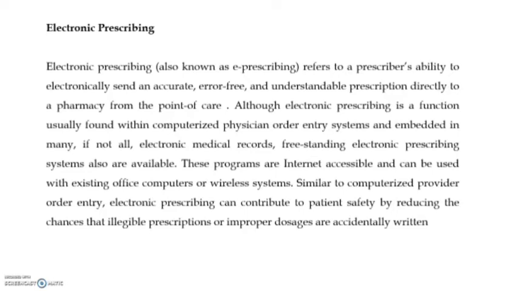Electronic prescribing, also known as e-prescribing, refers to a prescriber's ability to electronically send an accurate, error-free, and understandable prescription directly to a pharmacy from a point of care. Although electronic prescribing is a function usually found within computerized physician order entry systems and embedded in many, if not all, electronic medical records, free-standing electronic prescribing systems also are available. These programs are internet accessible and can be used without an existing office computer or virus system. Similar to computerized provider order entry, electronic prescribing can contribute to patient safety by reducing the chances that illegible prescriptions or improper dosage are accidentally written.